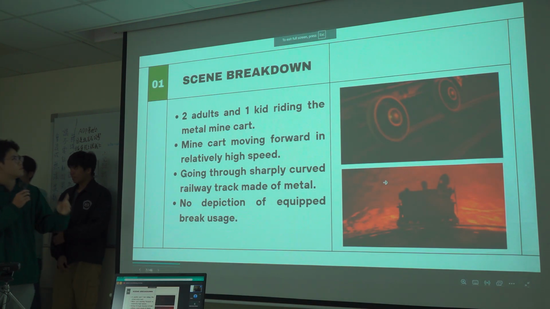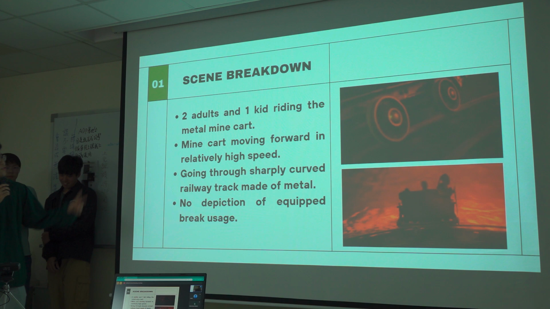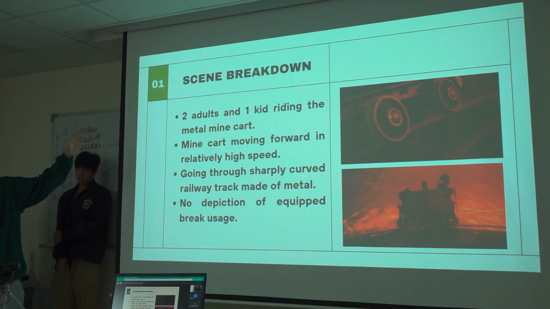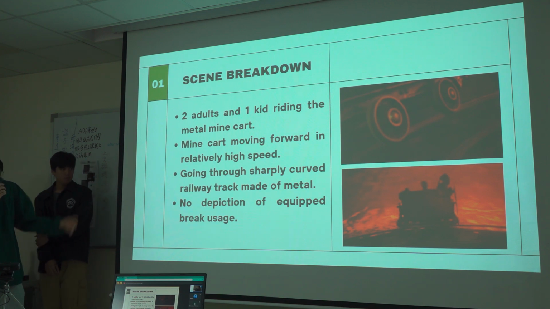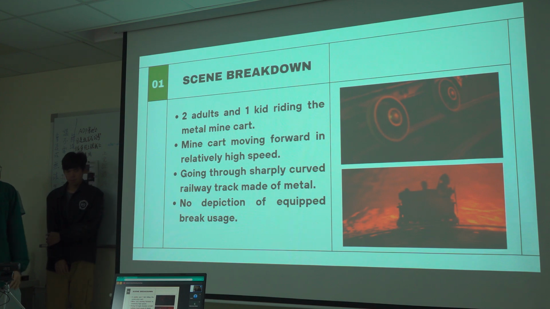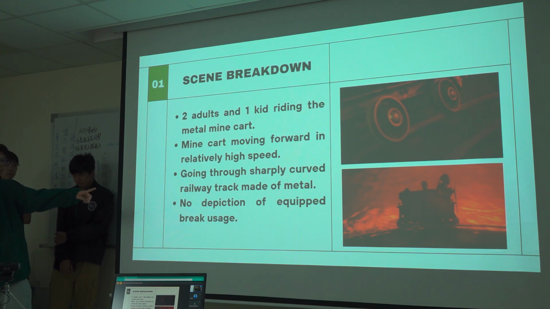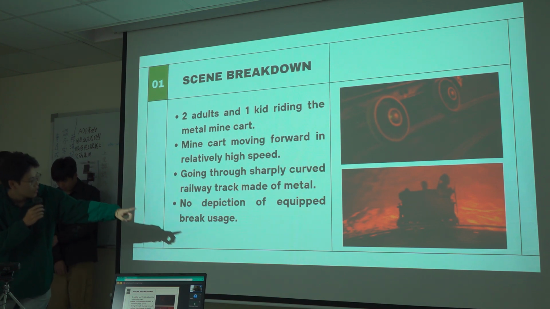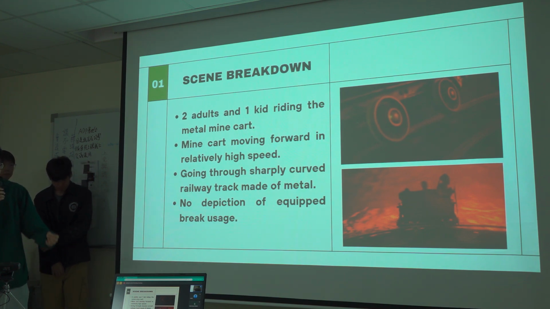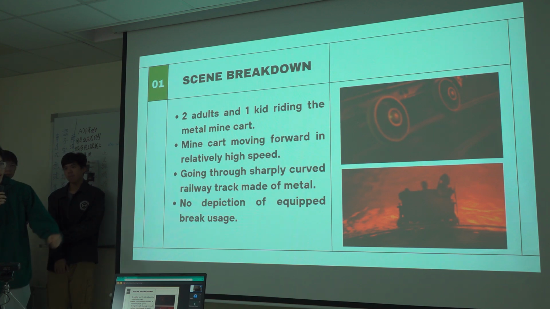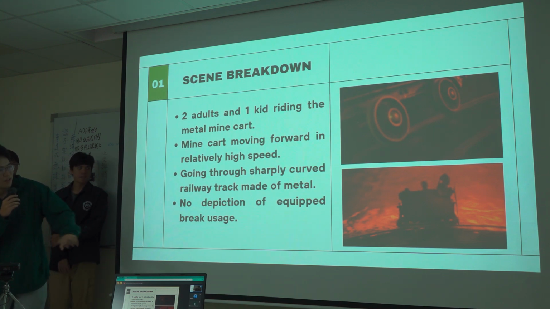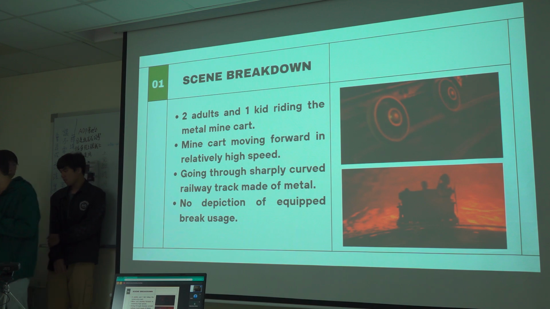Okay, so let's break down the scene first. There are two adults in a cart and one kid. One of them is a guy, and one of them is a woman. They're in a metal minecart, and the minecart is moving forward at a relatively high speed. It is going through a sharply curved railway track made out of metal. There was no depiction of any brake usage. There's a brake in front of the cart, but they didn't use it at all. Let's go to the next.